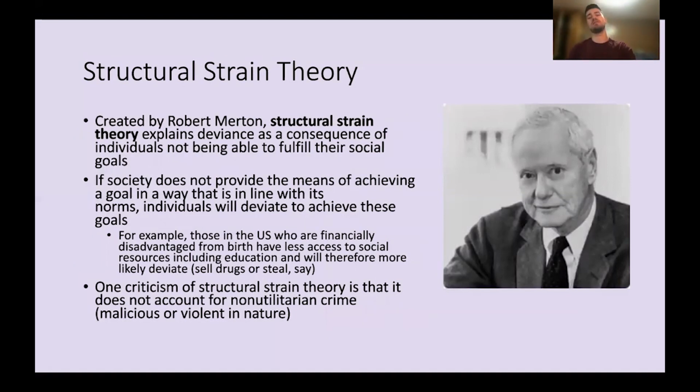Structural strain theory is the third theory that we're going to talk about, and that's Robert Merton to the right. His structural strain theory explains deviance as a consequence of individuals not being able to fulfill their social goals. So if society does not provide the means of achieving a goal in a way that is in line with its norms, individuals will deviate to achieve these goals. Basically, it's saying that most to all deviant behavior is a result of necessity, of survival necessity.